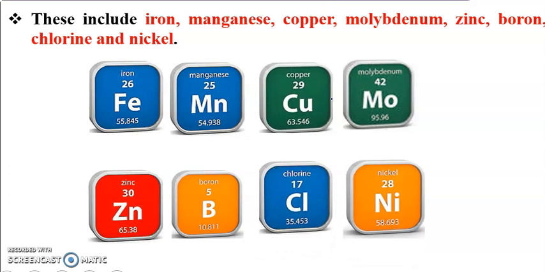So how many are there? Let us count them. All of you please count. They are 8. So you have 8 micro mineral elements. All of them are coming from the soil. So these are micro mineral nutrients. Okay.